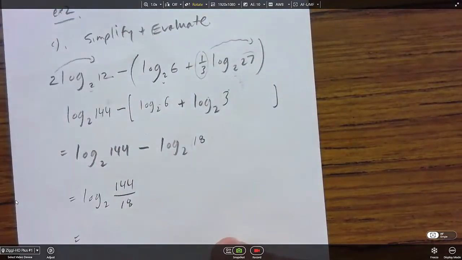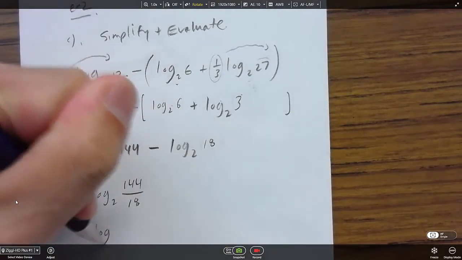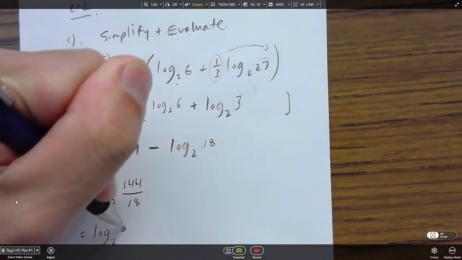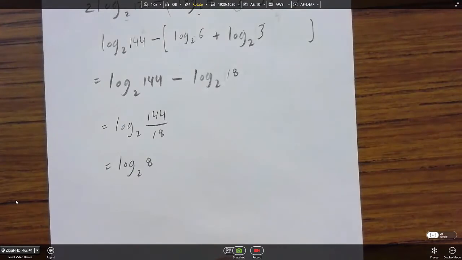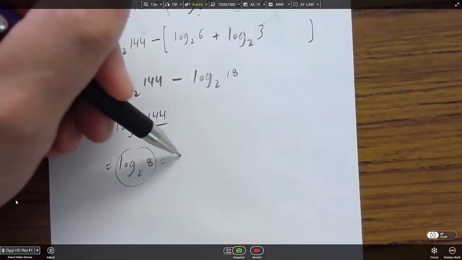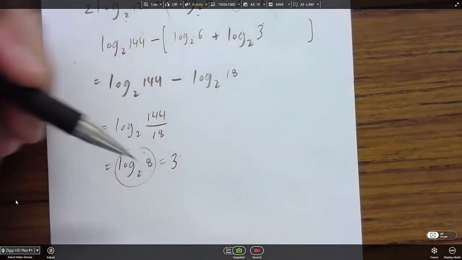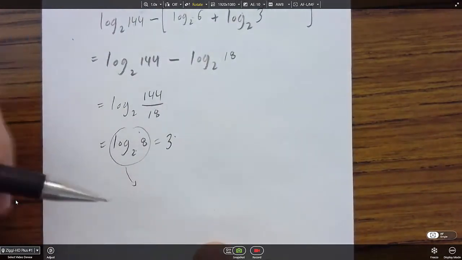So use your calculator if you have one. And we're going to say 144 divided by 18 is 8. And please don't stop here. We're almost done. So look here. 2 to the what is 8? And the answer is 3. I'm going to do this one last way.